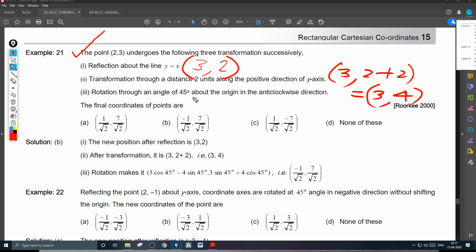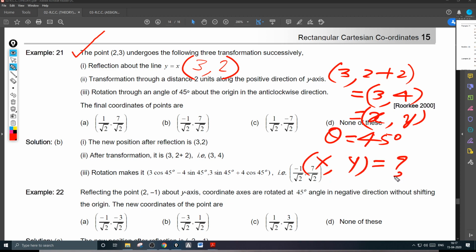Now rotation of an angle 45 degrees about the origin in the anti-clockwise direction. Then you have to find out the final coordinates of the point. Here it is small x, small y, and theta is how much? 45 degrees. You have to find out capital X, capital Y. Yes, data is given.